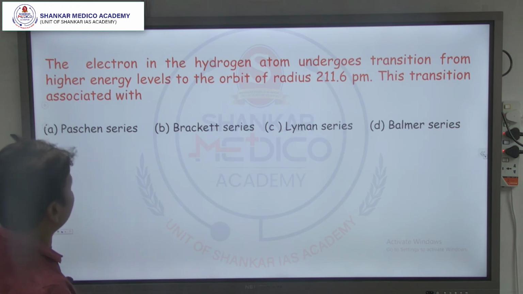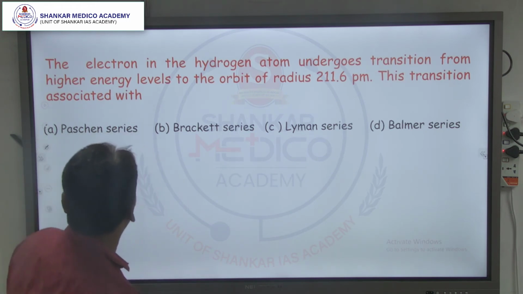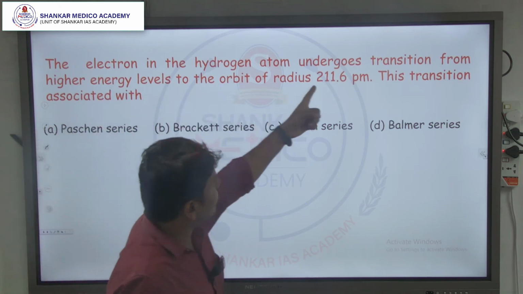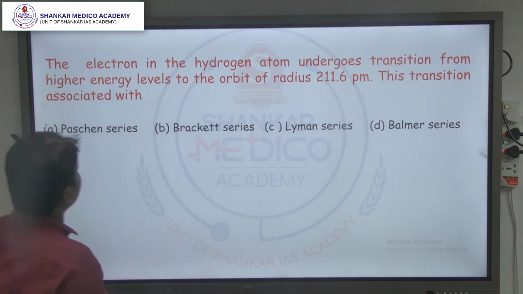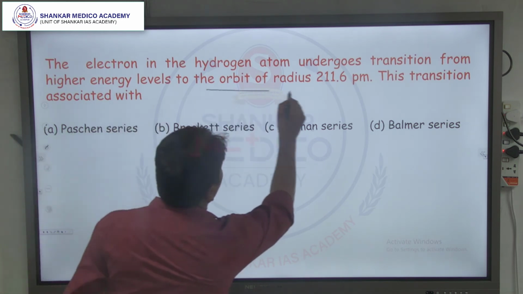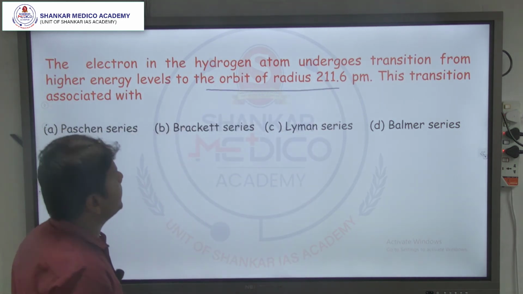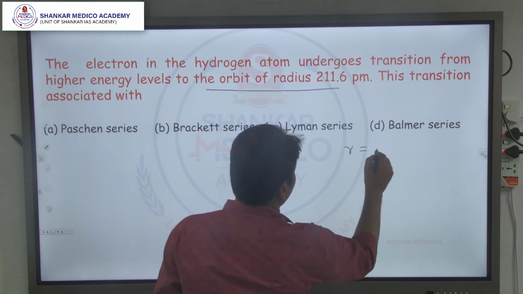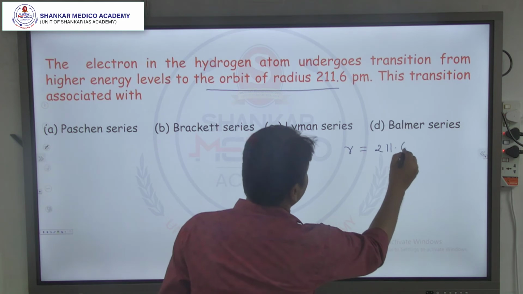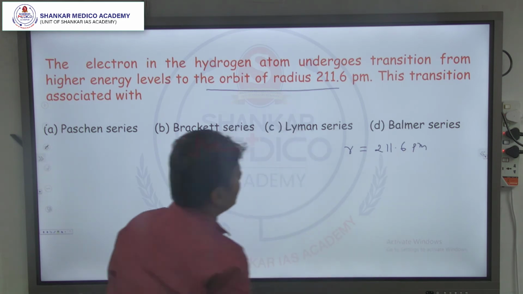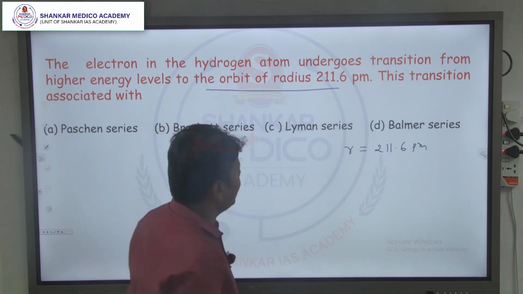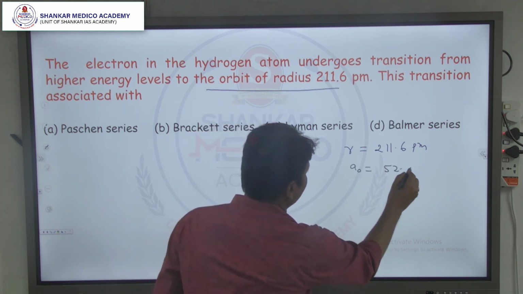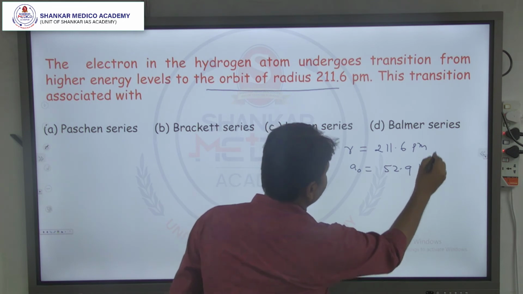So, this is the problem given. Let us try to understand this problem. The electron in the hydrogen atom undergoes transition from higher energy levels to an orbit of radius 211.6 picometer. Since r is already in picometer, I will be using Bohr's radius a naught as 52.9 picometer.